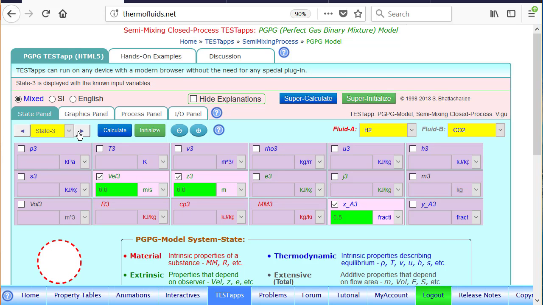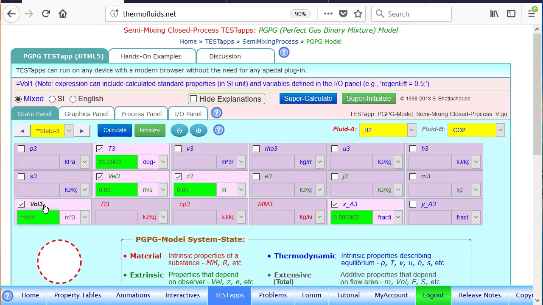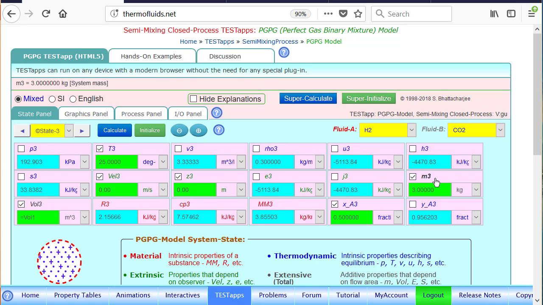For state 3, which is our left tank, we have a hydrogen mass fraction of 0.5, which is the default anyway. The temperature is given as 25 degrees Celsius because that's the surrounding temperature, the final temperature. And of course, tank 3's volume is the same as the volume of tank 1. What else is needed? The mass is also given to us: 3 kilograms in the left tank. So state 3 is completely evaluated.